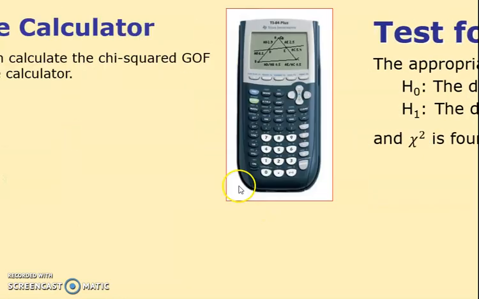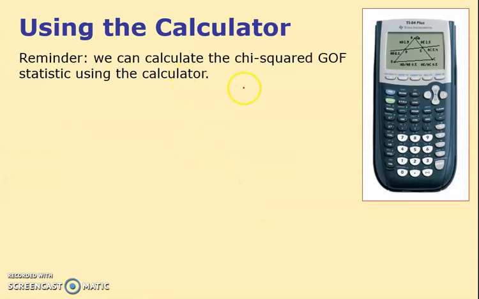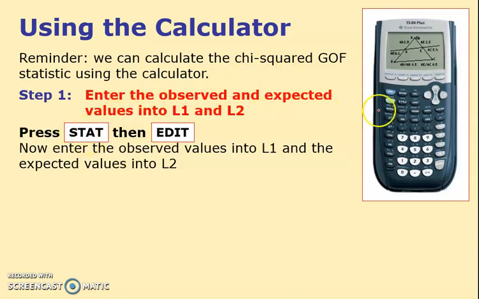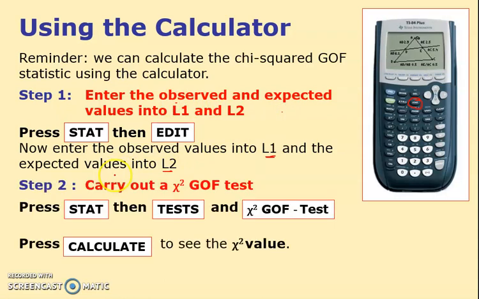I should remind you that although we had that formula there, this sigma (O minus E) all squared over E, a much better way of finding it is using the calculator. And you can find the chi-squared GOF statistic using the calculator by pressing stat. Now stat is here on the calculator, obviously, using the edit function, going into L1 and L2, and then entering the observed data and the expected data. We'll have a look at that in a bit. And once you've done that, you can go back to it and press stat again, press test, chi-squared GOF test, and calculate, and it gives you the chi-squared value.